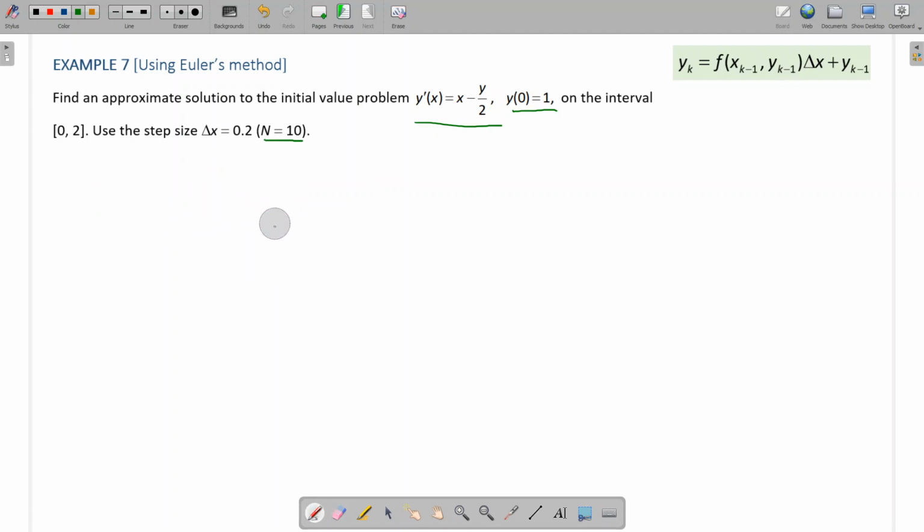Okay, so we already know y0 is the initial value, which means y0 is 1.